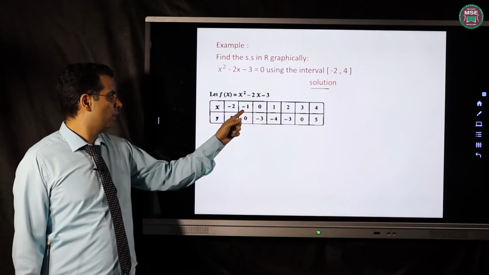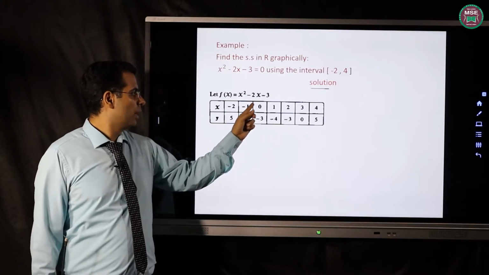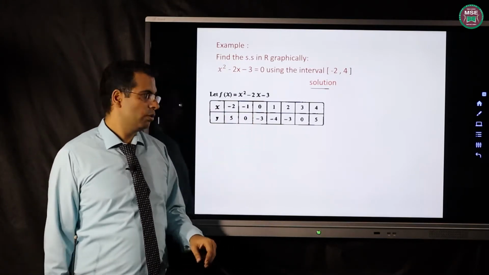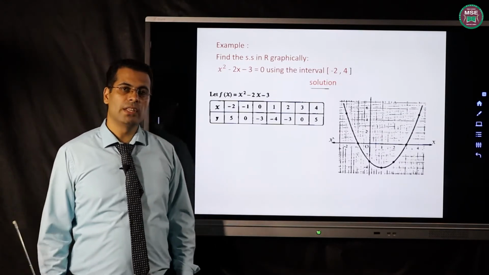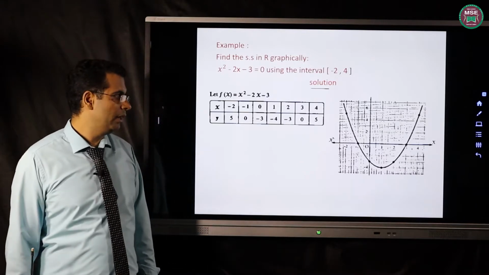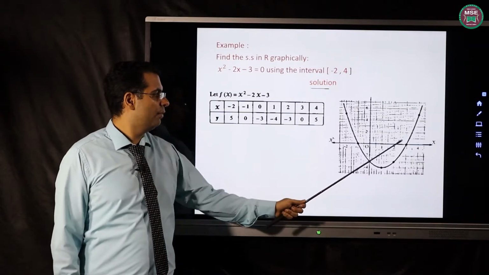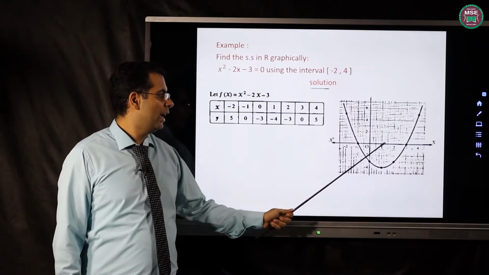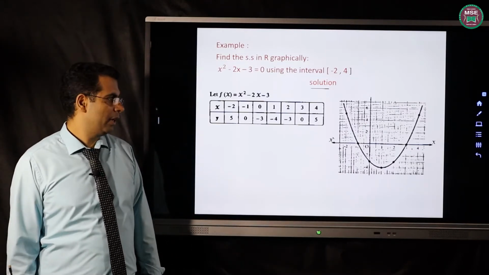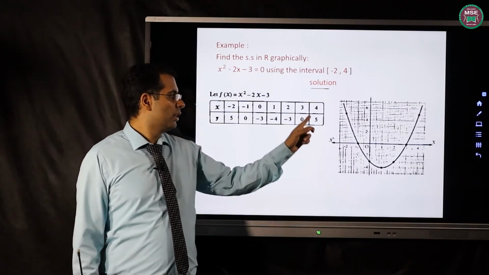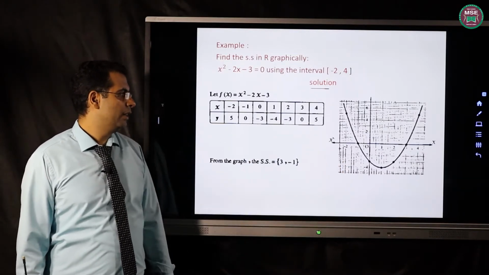Here, negative 1 and 0 lies on the x-axis because negative 1 is for x. Here, negative 3 is for y. Therefore, the point 0 and negative 3 lies on the y-axis, and so on. You can draw the curve. To find the solution set graphically, look at the intersection between the curve and the x-axis. We have two solutions, which are 3 and negative 1. Then the solution set is 3 and negative 1.